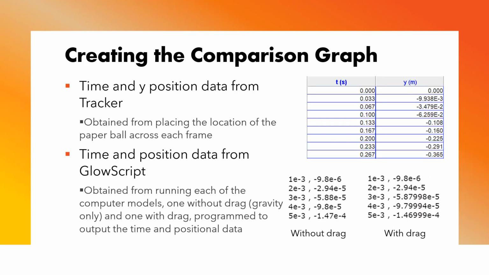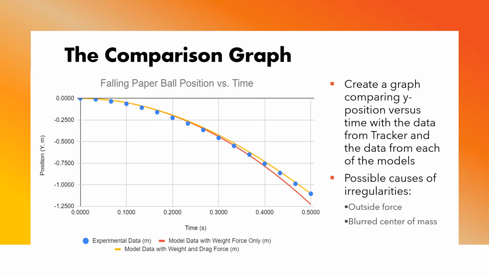I created my comparison graph with the time and position data from Tracker and both computer models in GlowScript. This line graph was created by first inputting the position and time data from Tracker, the computer model without drag, and the computer model with drag into a spreadsheet and then plotting it into Google Sheets.